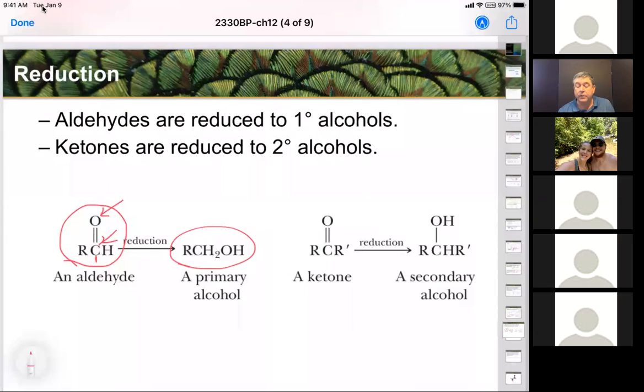Now we can do that same thing. We can add a hydrogen to this side of the carbonyl and this side of the carbonyl on a ketone, and we'll get a secondary alcohol. But not all reagents do this. We use a specific class of reagents to do this kind of thing, and it has everything to do with the idea that the carbonyl is a partially positive carbon and a partially negative oxygen.